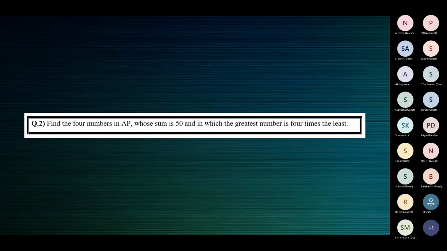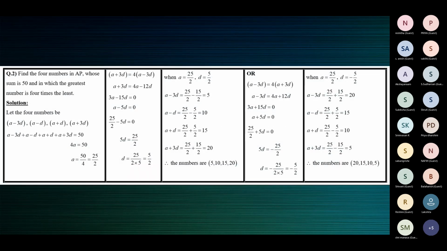Similarly, when we have to find 4 numbers in AP, we say let the 4 numbers be A minus 3D, like this.